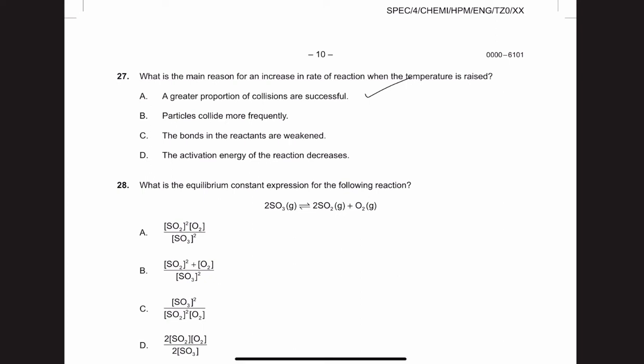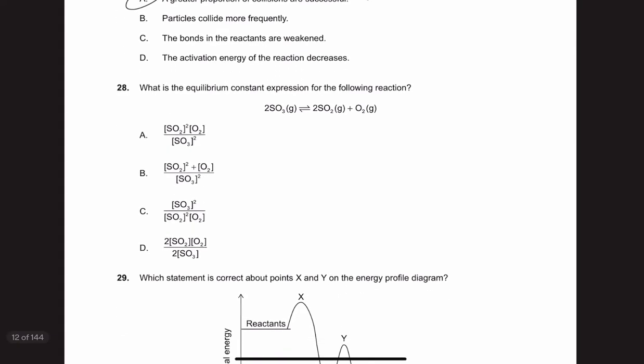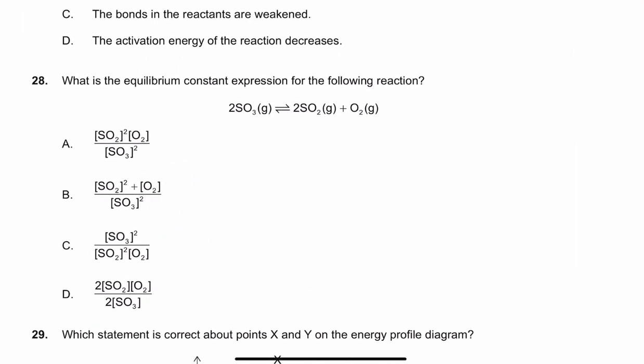Bonds in the reactants are weakened: not true. The activation energy of the reaction decreases: not true. Activation energy is independent of temperature. So 27 is going to be A: a greater proportion of collisions are successful. There we go. 28. What is the equilibrium constant expression for the following reaction?